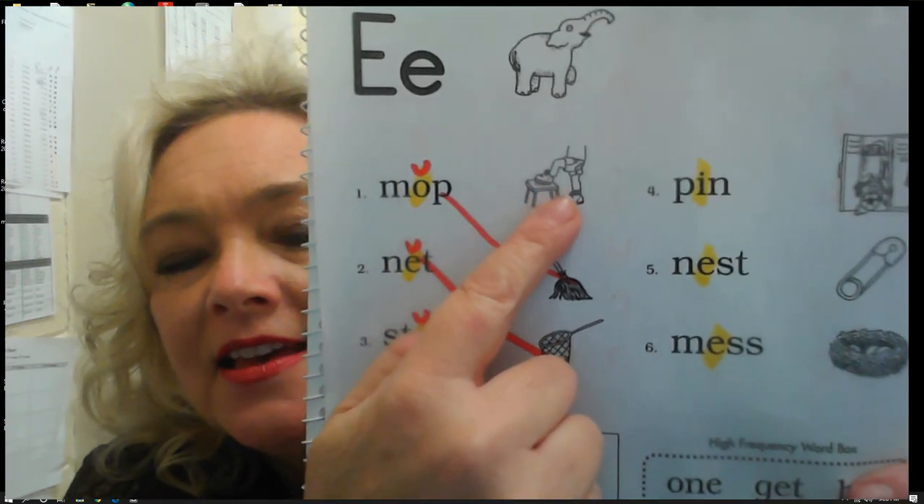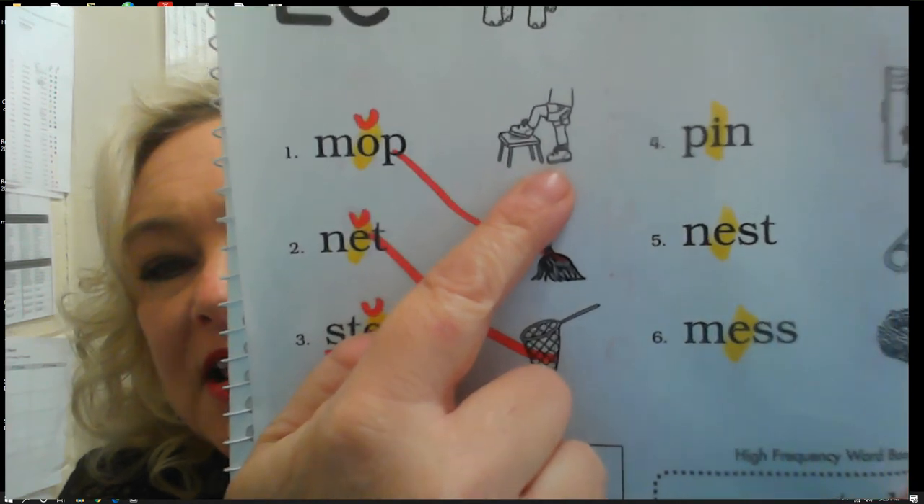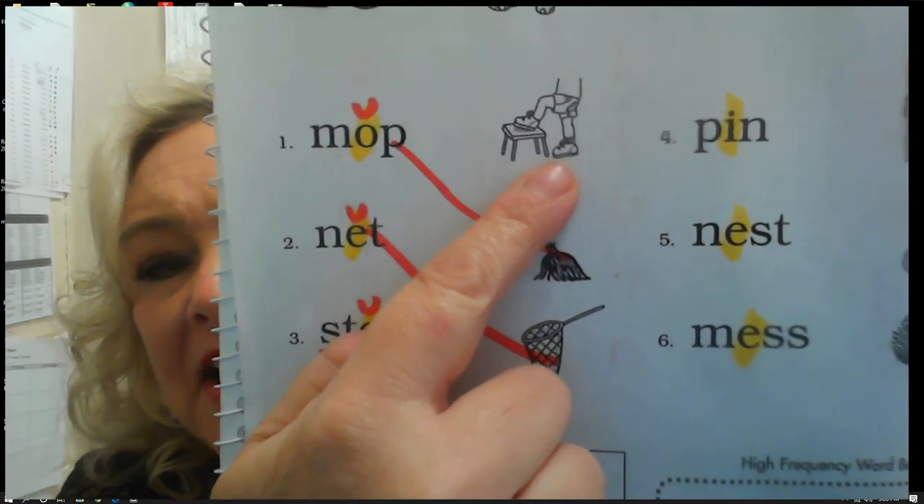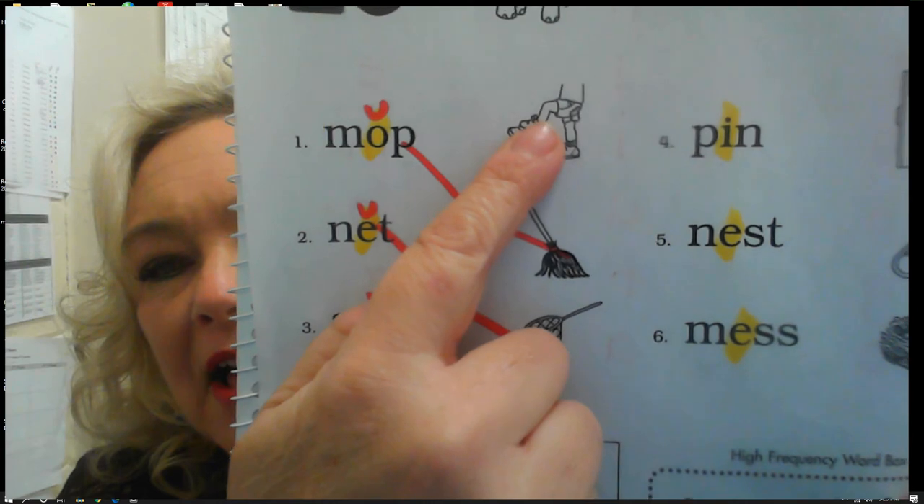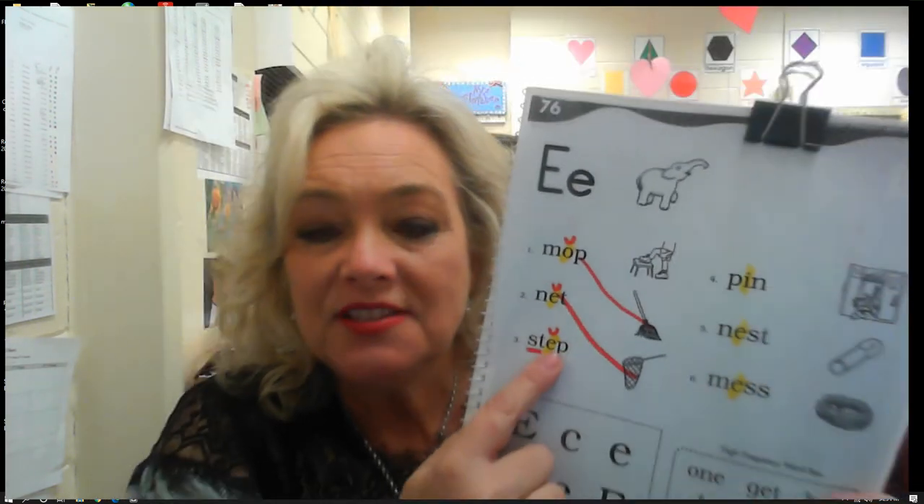And look at this. That little boy is stepping. So that is step. So draw a line from this picture of step to the word step.